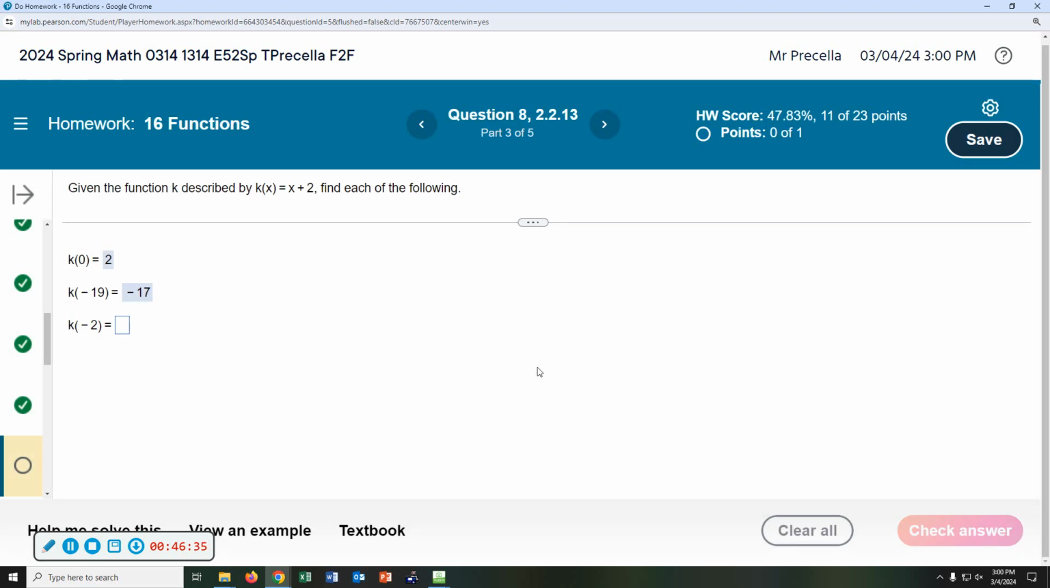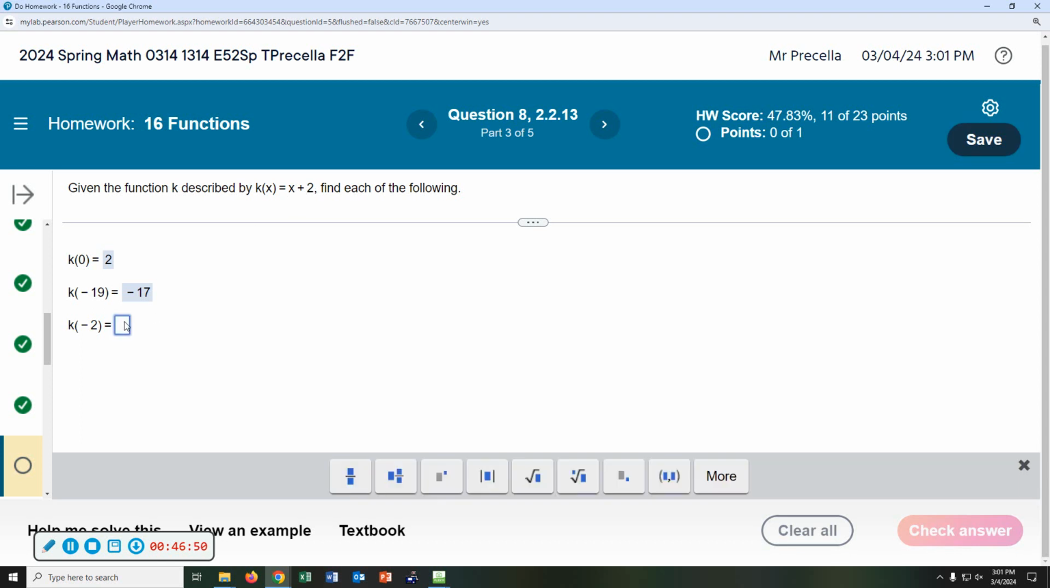K of negative 2. I think they can do it without writing it down. That says go to the function k and replace every x with a negative 2. What are you going to get? Negative 2 plus 2, I agree with 0. Any questions there?